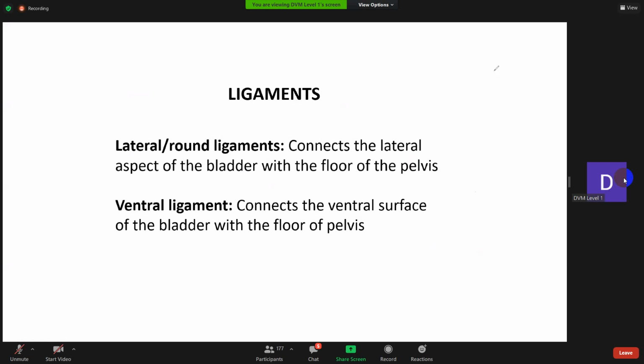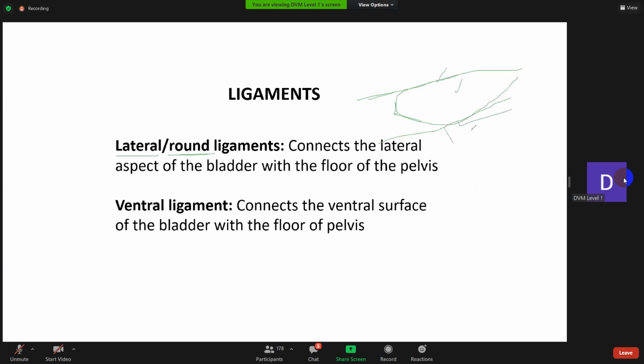Suppose this is the urinary bladder, and here is the ureter. You see here, there is a ligament. Ligament means for the attachment of the bladder to the floor of the pelvis. Here is one, here is one. There is a ligament to attach this bladder to the pelvis. That's why this is called lateral ligament. This ligament is somewhat folded, and when it is folded, it looks round. That's why it is called round ligament. Sometimes lateral ligament is also known as round ligament.